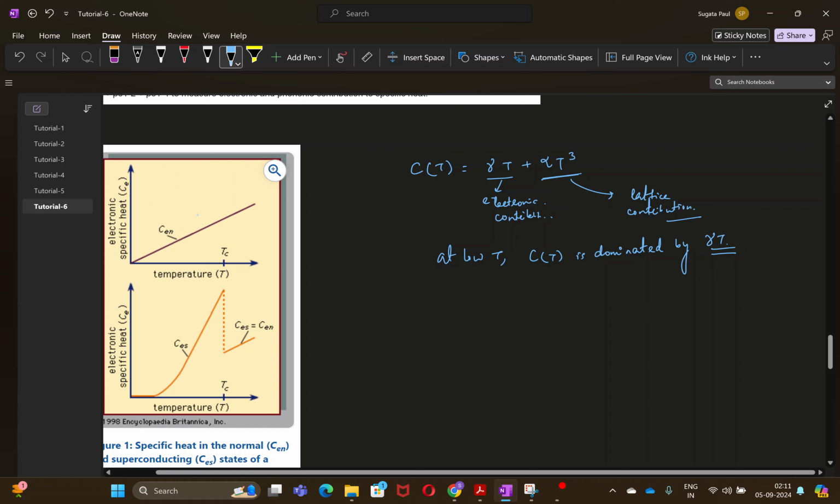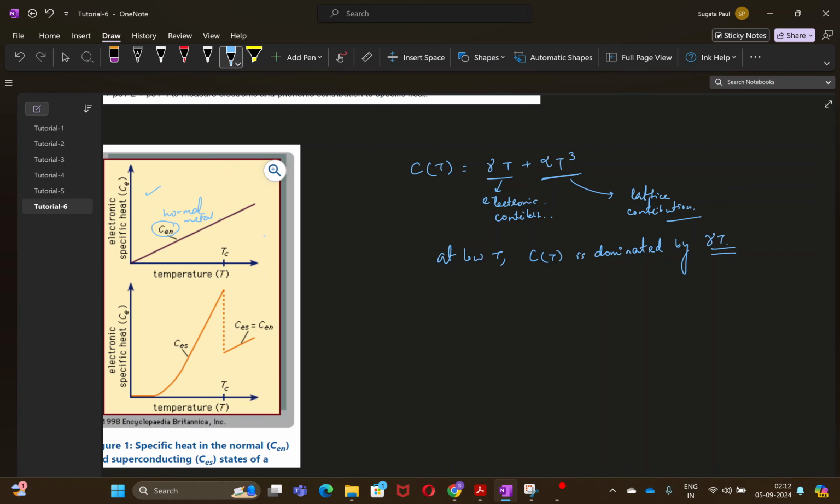This is what is seen in this graph. Only the electronic specific heat is shown because in superconductivity you mostly deal with very low temperatures, as most materials have a very low Tc. So generally you are in the electronic specific heat regime only. Here the electronic specific heat is plotted against temperature for a normal material, and you get a straight line. This is CEN, the normal metal specific heat, with no transition. It is only a gamma T behavior, and the slope of this straight line gives you the value of gamma.